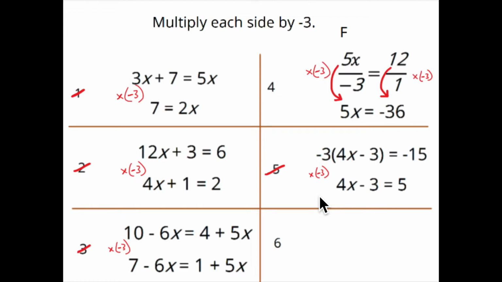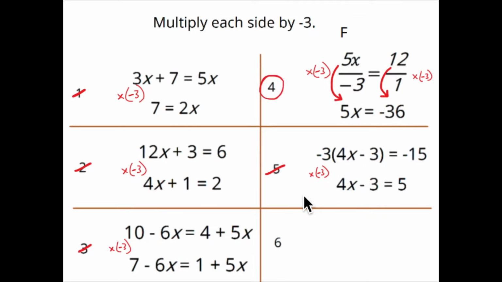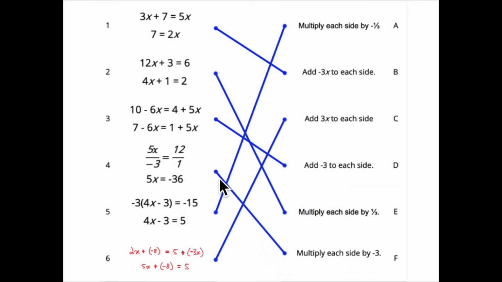And 5 does not work. A negative 3 times a negative 3 would give you a positive 9 times 4x minus 3. So that does not work. So F matches 4. F matches 4.